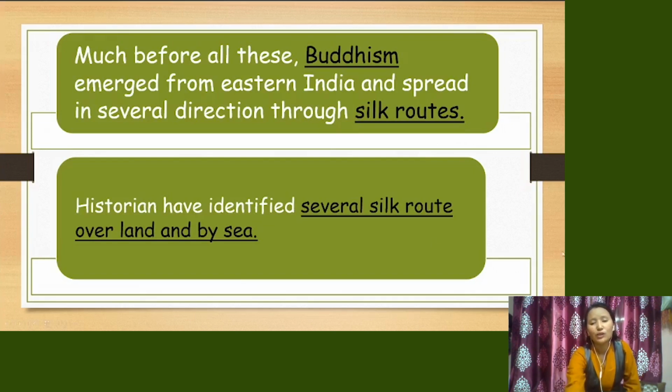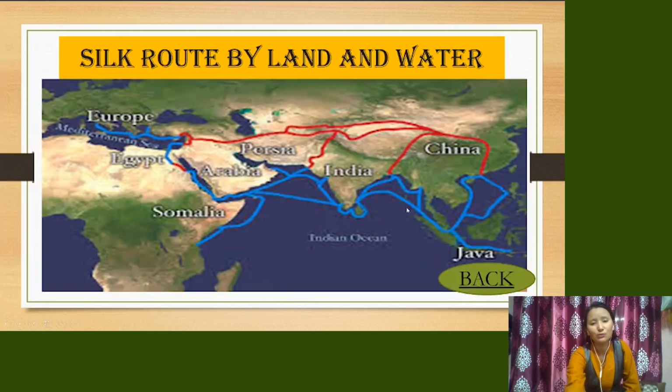As you can see, the red line shows the land route, the Silk Route, and the blue line shows the Silk Route on the sea.